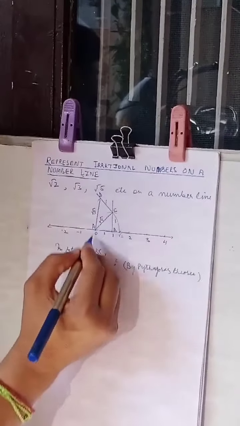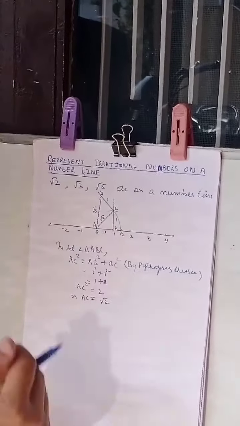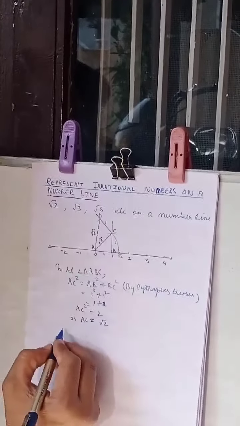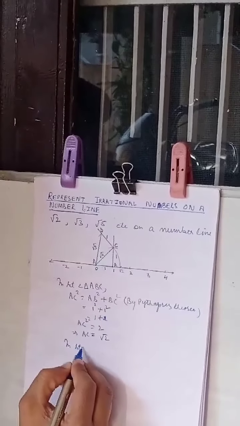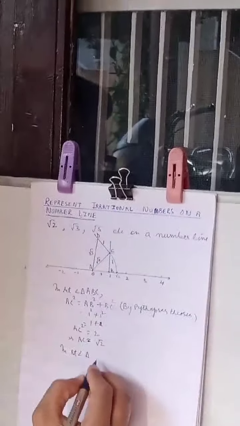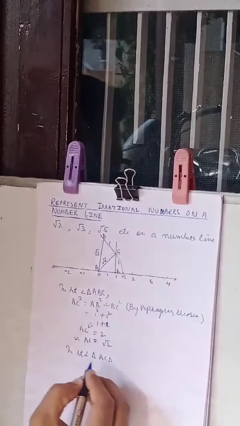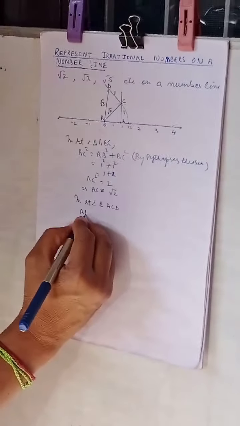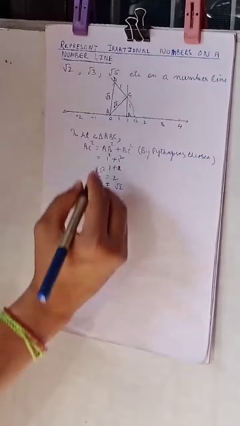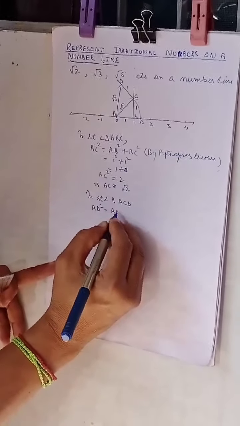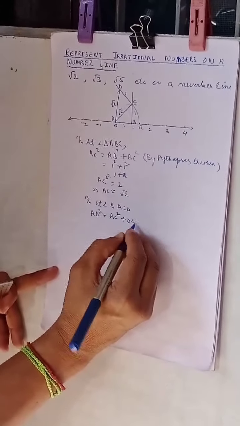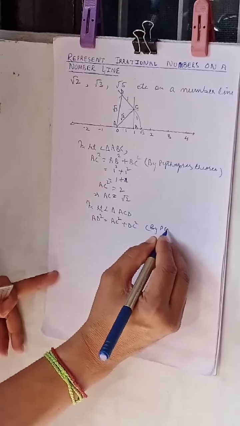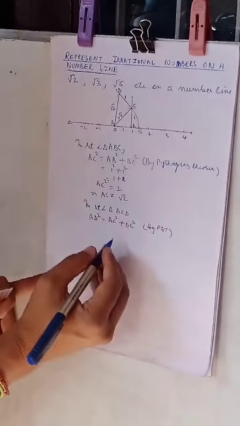So in this way, we are able to get root 3. Now this OD becomes root 3. Now how does OD become root 3? Same. Again we prove it like this. कैसे? In right angle triangle ACD, AD square is equal to AC square plus DC square by Pythagoras theorem, PGT. Now put in the values.